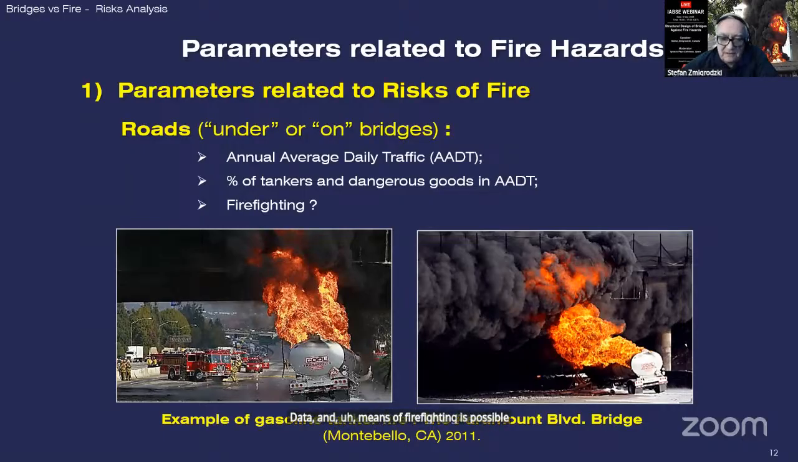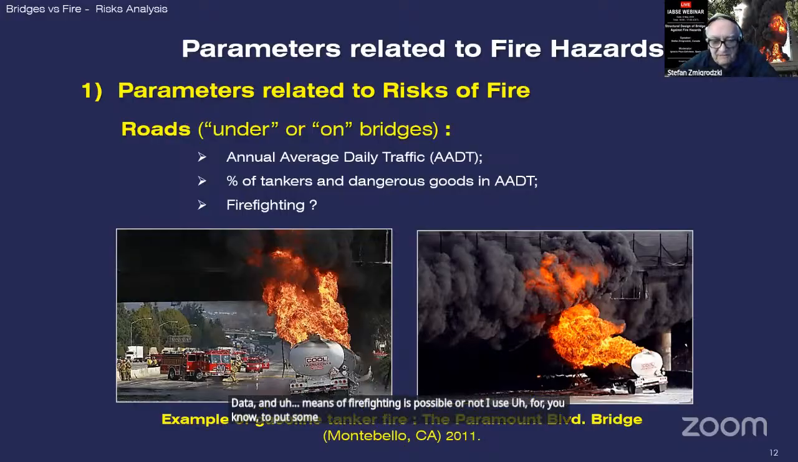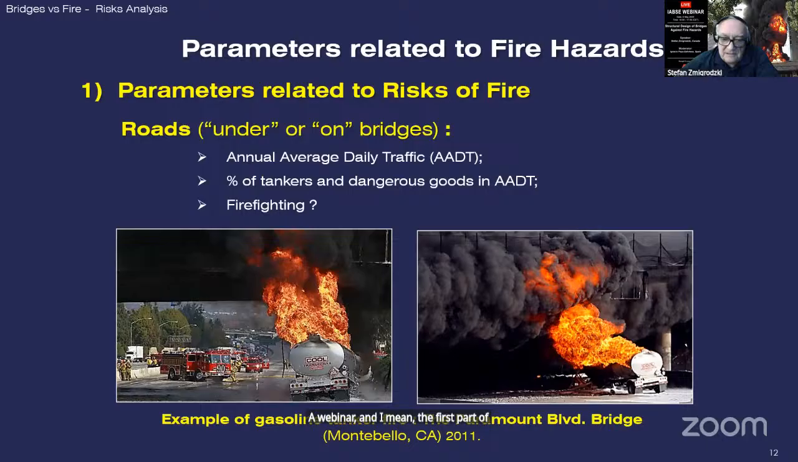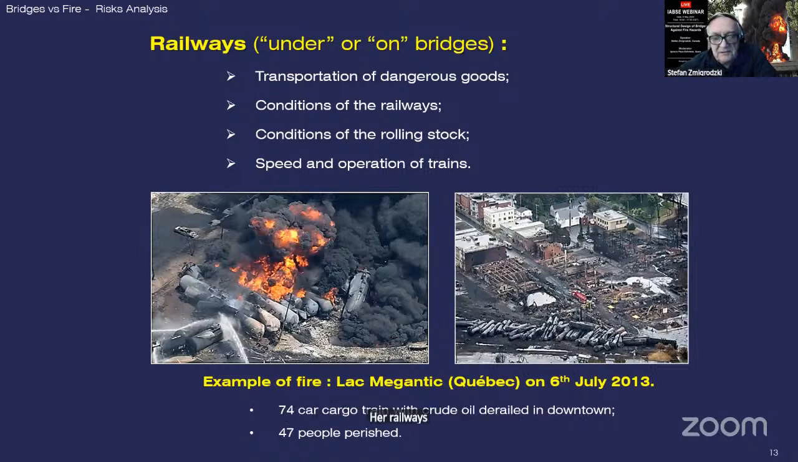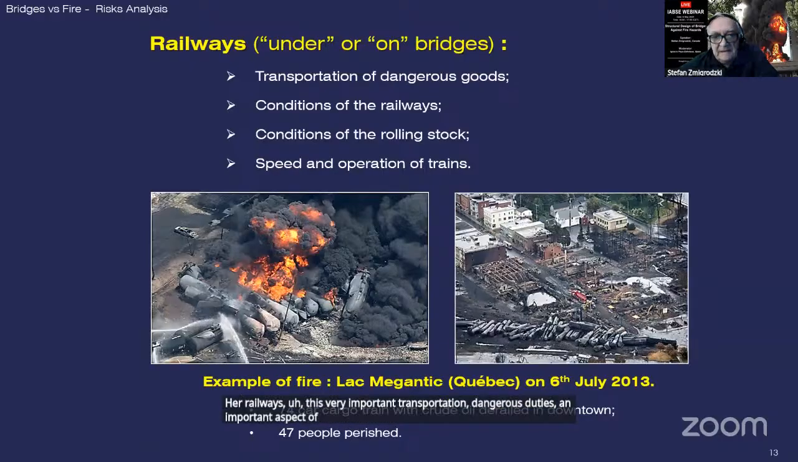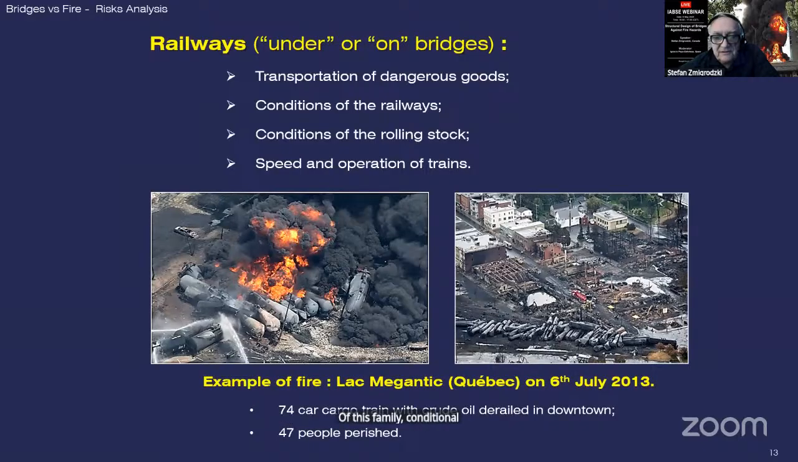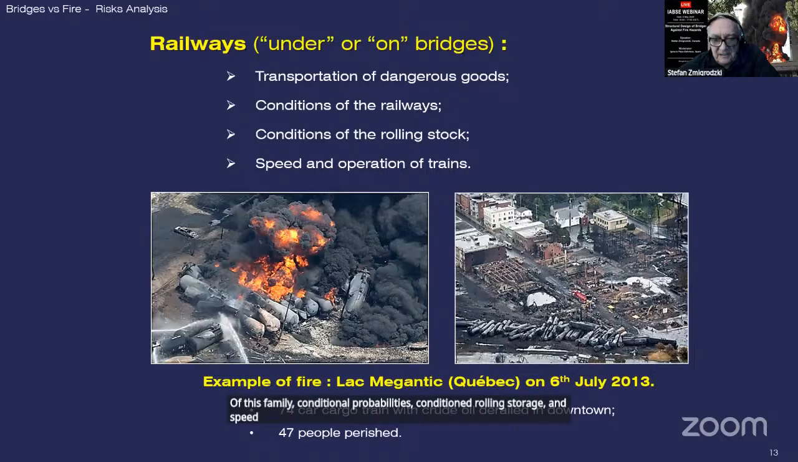I used examples of the fires we presented in the first webinar, I mean, the first part of our webinar. This is the fire in Montebello, California, as you recall. Railways. This is very important. Transportation of dangerous goods is an important aspect of this family. Condition of railways, condition of rolling stock, and speed of operation of trains are part of the consideration.